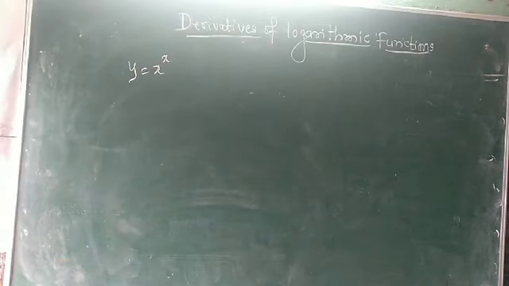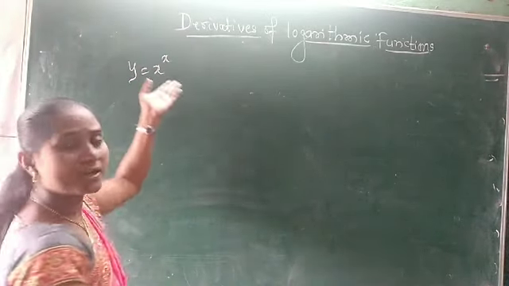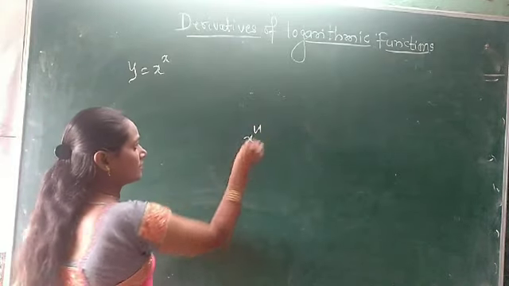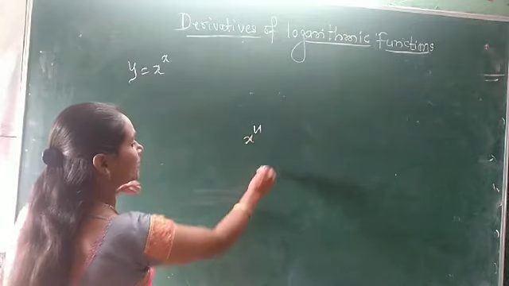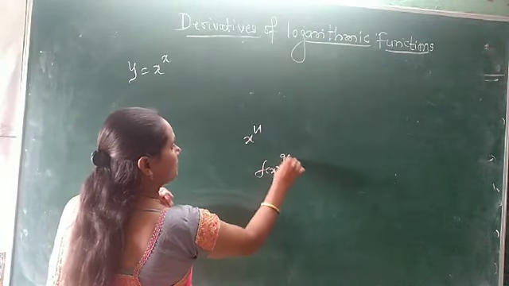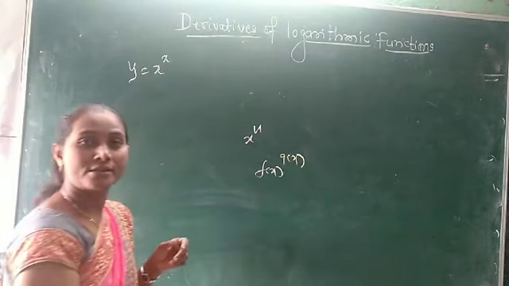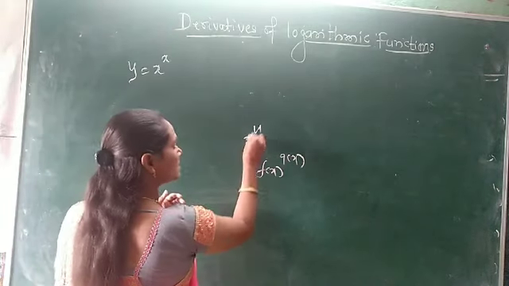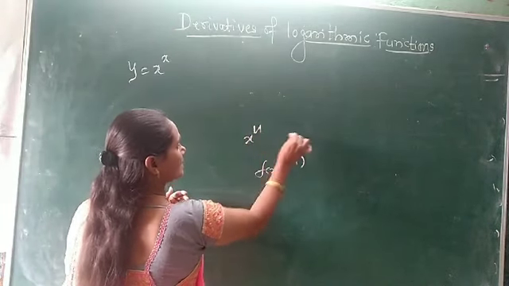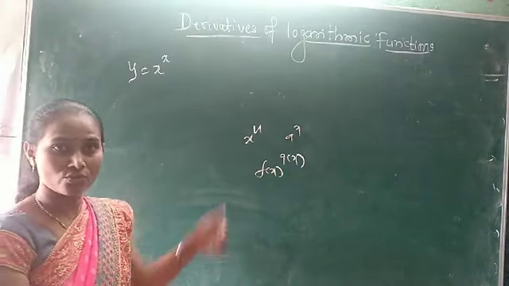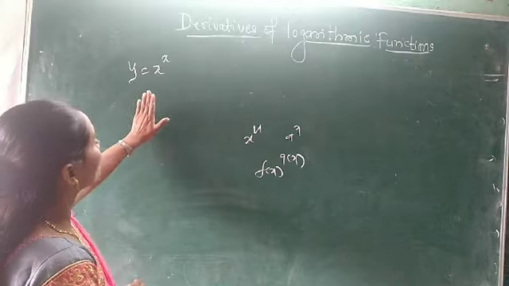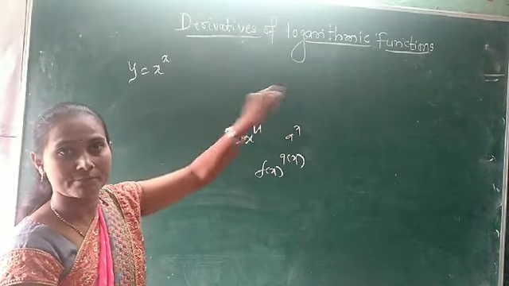y is equal to x raised to x. This is not in the form of x raised to n. This is in the form of function raised to function. We are going to find this type of functions, not x raised to n or a raised to x, but function raised to function. So here we are going to use the logarithmic method.